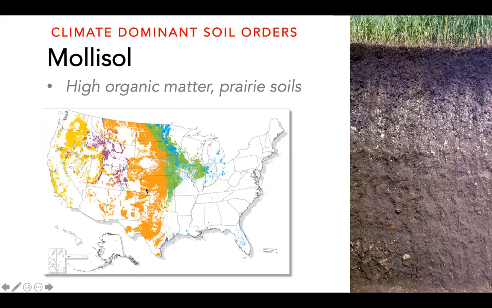The next one is a mollisol. So mollisols are in semi-arid climates, and they are high organic matter. We like to think of these as like prairie soils. So as you might expect, they're really well spread across much of the Midwest here, and there are a smattering of them over in the West as well. So mollisols, the typical thing that you think of with mollisols, these are really high fertility soils. And they're really high fertility because they're prairies.